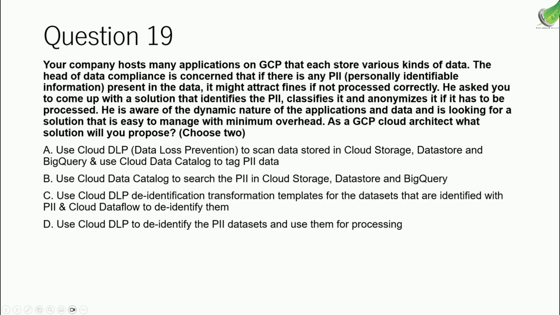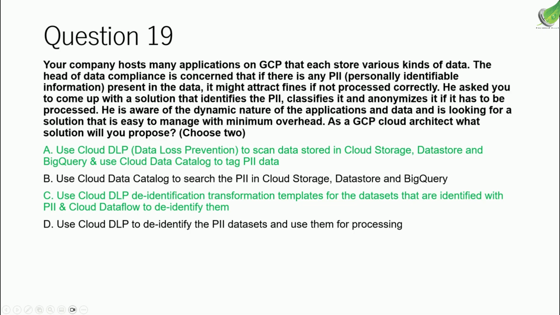Next, let's look at option C. This perfectly describes the second phase, large-scale de-identification. Cloud DLP de-identification templates allow you to predefine your anonymization rules, ensuring consistency. Cloud Dataflow is a powerful data processing service. Combining DLP templates with a Dataflow pipeline allows you to build an automated system to process and de-identify the large datasets that were flagged as containing PII in our first step. This is the definition of a scalable, low-overhead solution. So this is also a correct step.